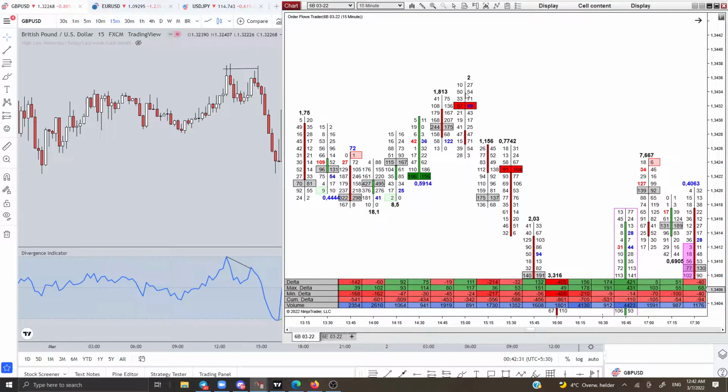You see this pin bar? This is the pin bar. That's the pin bar here, and here's the pin bar. And this is happening on the second leg of divergence. And see, 89 buyers are trapped here. So that becomes a good sell for me.